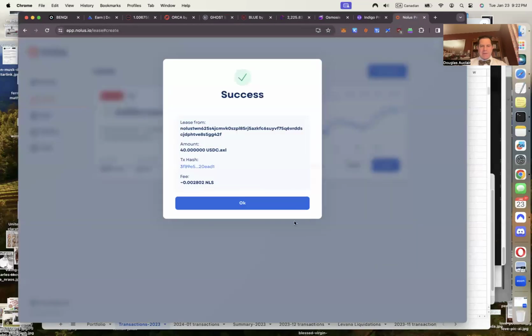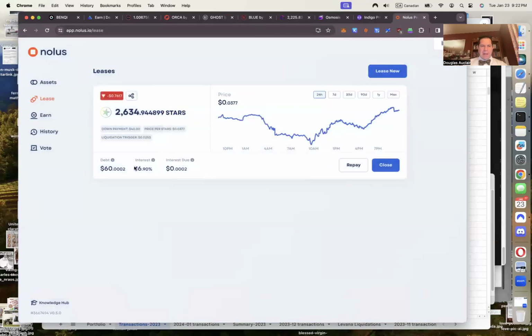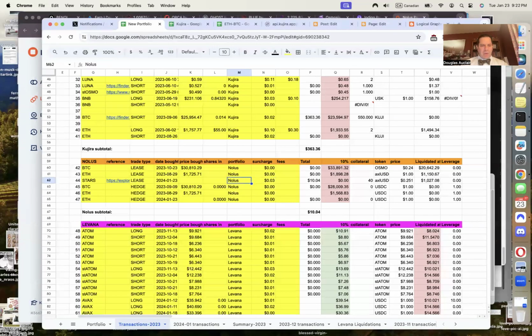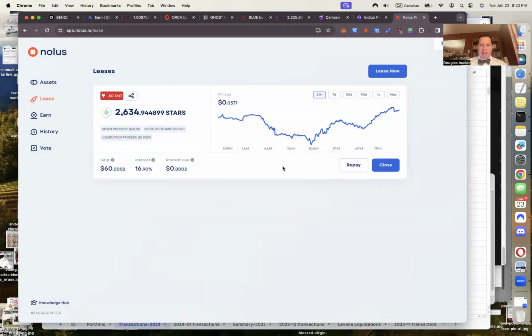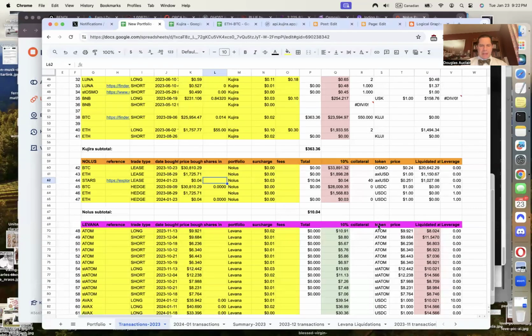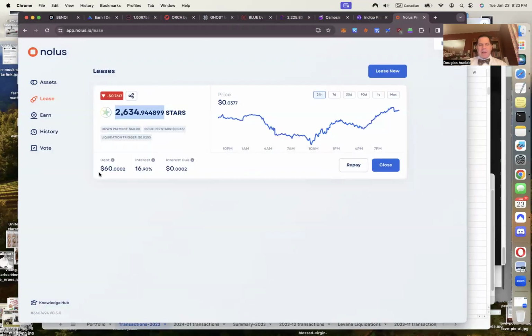Okay, so I'm done with this transaction. Thank you. And I have a position now opened. So when I open a position, Nolus now shares with me a tab of what my position looks like. And it says, over the past 24 hours, this is what Stars looks like. Stars is now at 3.7 cents per. So let's put that as a price. Okay, and then what are my shares? My shares are this. Let's put that. We're going to have to fix the surcharge eventually.